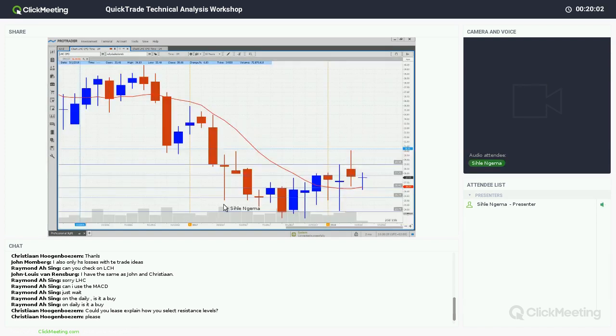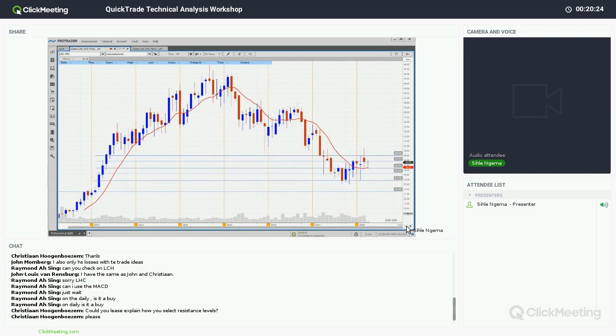Okay, let's first have a look at this one. We'll talk about support and resistance in a bit. Okay, the first thing that I want to talk about here is the monthly time frame. The monthly time frame is very important. If you don't have a monthly time frame on your trading platform, I'll show you the steps you need to follow to get to the monthly time frame on your platform.